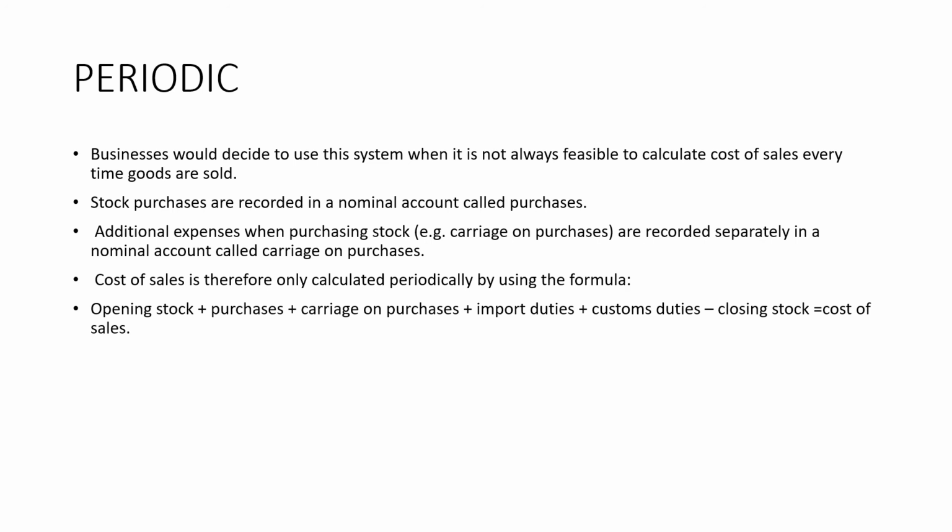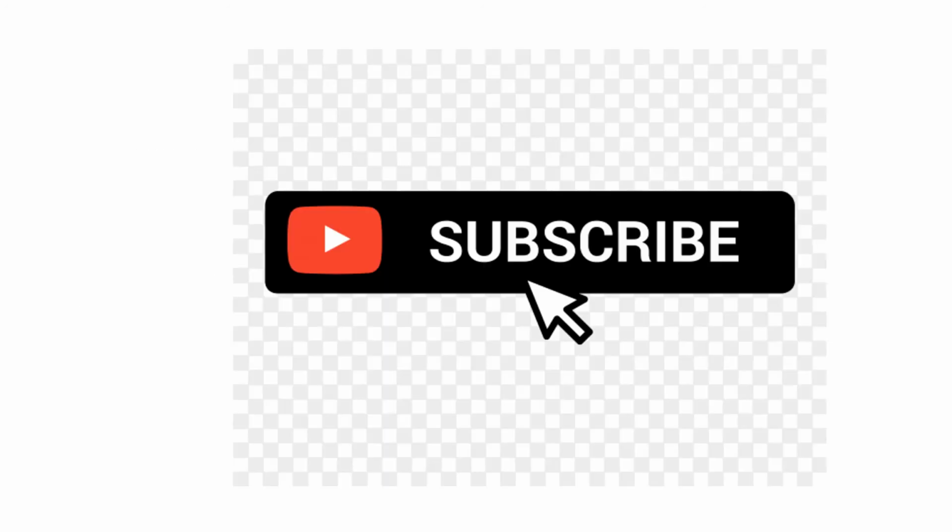So just to summarize it all, the perpetual system is recorded daily. It's recorded after every transaction. And in the periodic system, they just make updates on a periodic basis. That's why the most efficient method is the perpetual system.